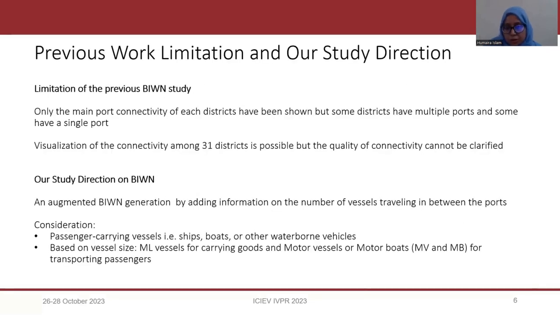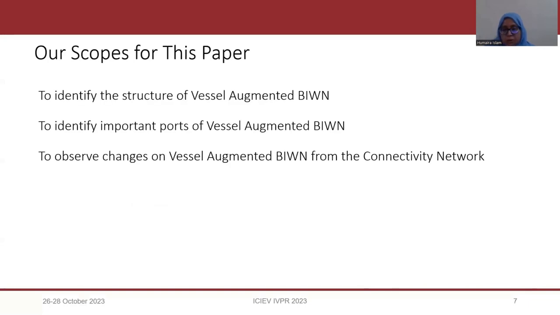In our previous study, we have conducted district-based connectivity where it is shown that 31 districts have ports which are connected through waterways amongst each other. But there are a few limitations in our previous research, as only major ports have been considered, but some districts have multiple ports. Visualization has been conducted based on connectivity. In our study on Bangladesh inland waterways network, we have added frequency of vessels traveling in between the ports, considering passenger carrying vessels. Our scope for this paper is to identify the structure and important vessels of the vessel augmented Bangladesh inland waterways network (BIWN) and to observe the changes of BIWN compared to the connectivity network.